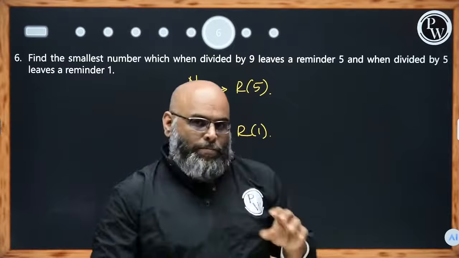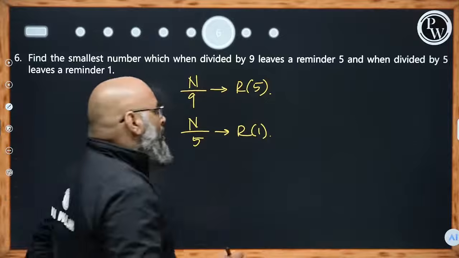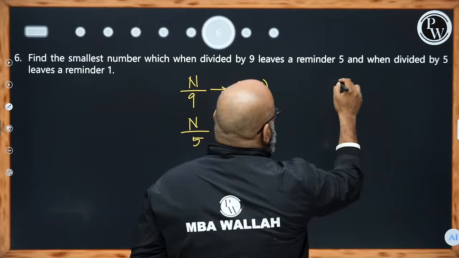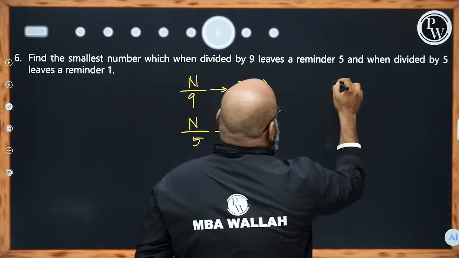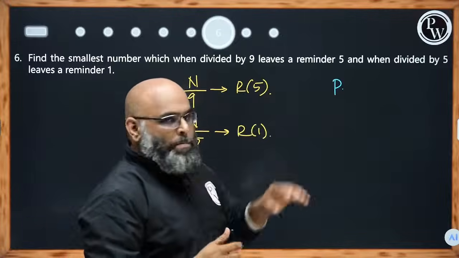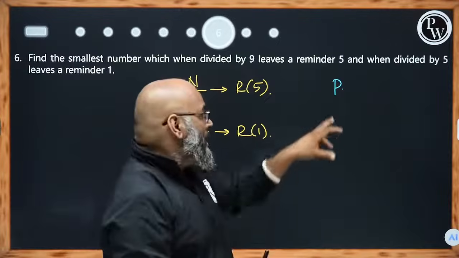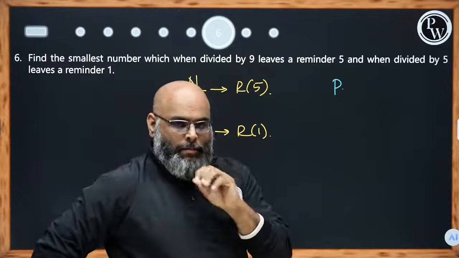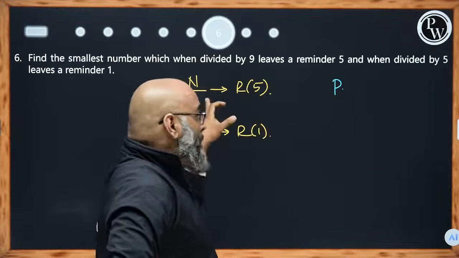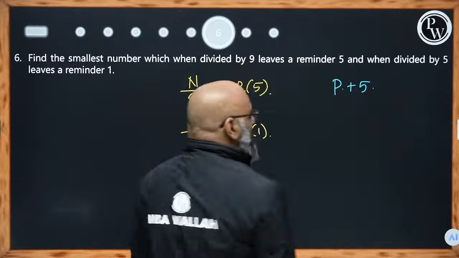The standard way of thinking about this is, there is some multiple of 9. Let's call this number p. Now let's take it for granted that p is divisible by 9. There's a number that is divisible by 9, but the number is not perfectly divisible by 9, it leaves a remainder 5, right?